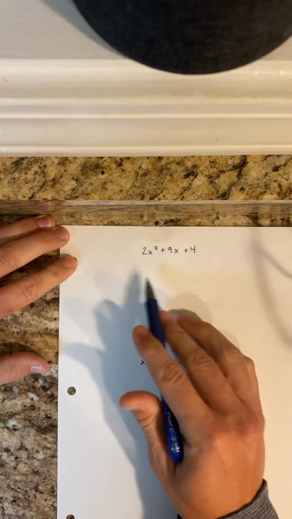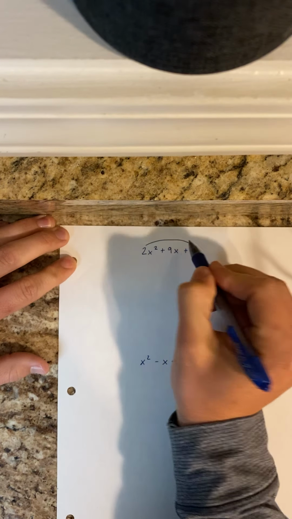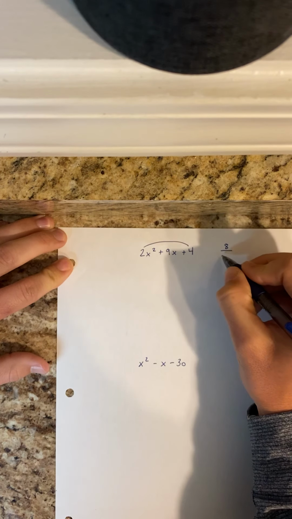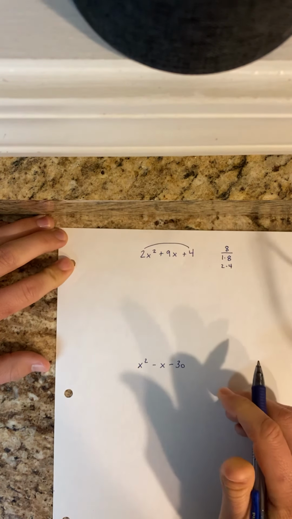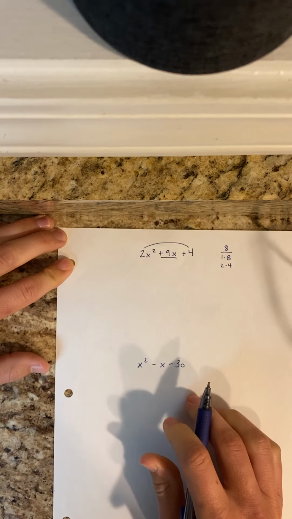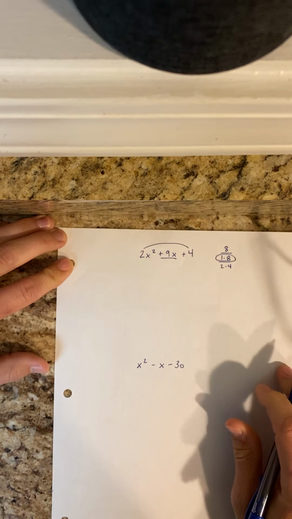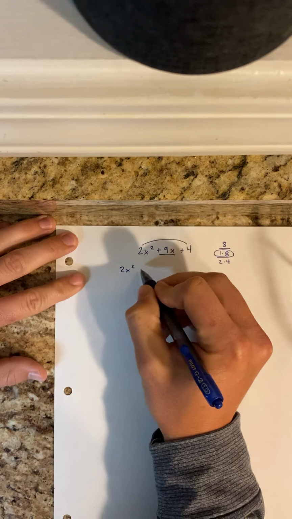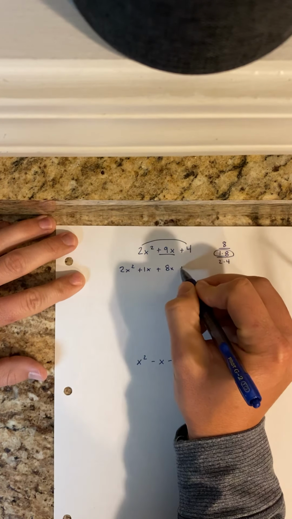The first one says 2x squared plus 9x plus 4. All right, so you remember we're always going to take the first times the last, and 2 times 4 is going to give us 8. The factors of 8 are 1 times 8 and 2 times 4. We're looking to see which one of these is going to add up to be the middle term here, 9x. So the only way that's going to happen is if I have 1 plus 8. So 1 plus 8 is going to give us 9. So I put plus 1x plus 8x plus 4.